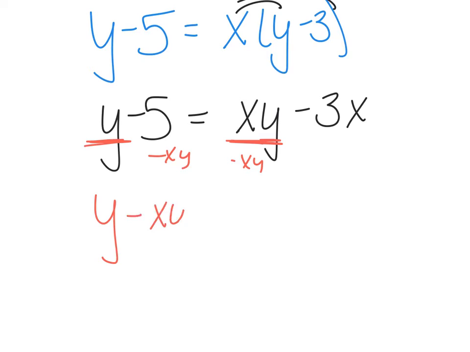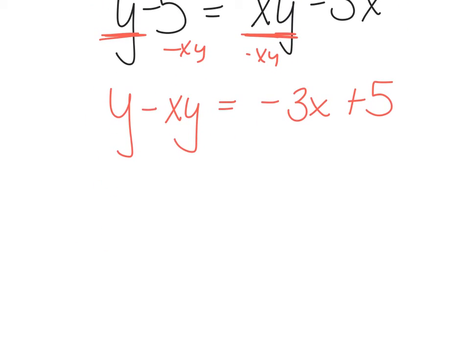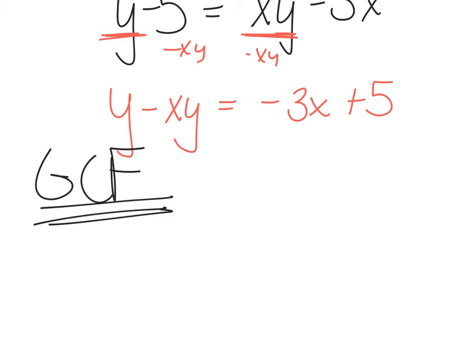Got y minus xy. I'm going to leave this negative 3x, and I'm going to add this 5 over to this side. I've got plus 5. So again, all I did is I put the y terms on one side together and everybody else on the other. Now, I can't put these together because they're not like terms. This is one y and this is an xy. But I can pull out, and here's the key, a GCF. Okay, and I can pull out a y.